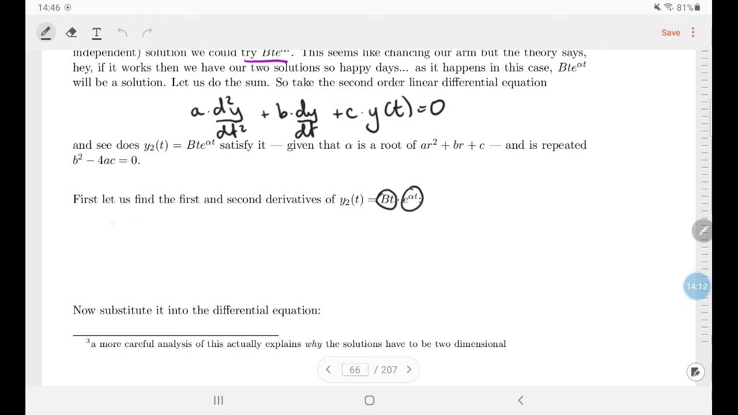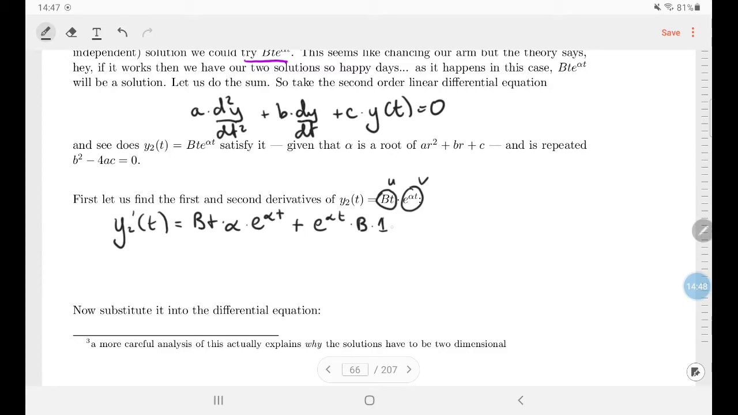So let's find the first derivative. The first derivative of this function is the first thing, which is bt, times the derivative of e to the alpha t. Now you go into your tables: the derivative of e to the alpha t is alpha e to the alpha t. So that's the first thing by the derivative of the second thing, plus by the product rule, e to the alpha t times the derivative of bt. Now b is a constant, so I fix it, and the derivative of t with respect to t is 1. So it's this thing.